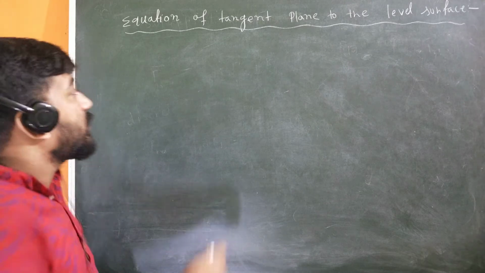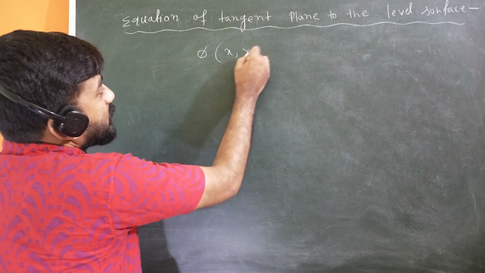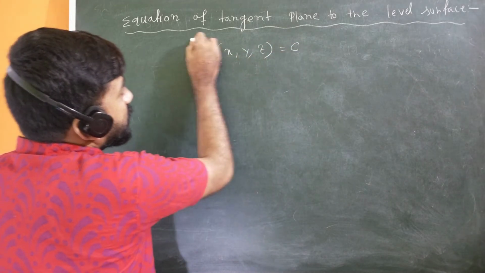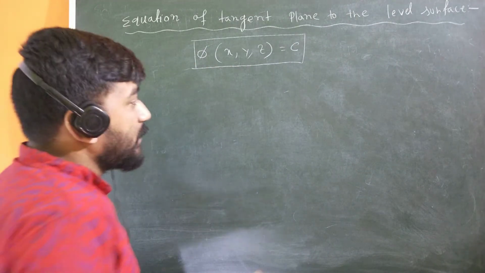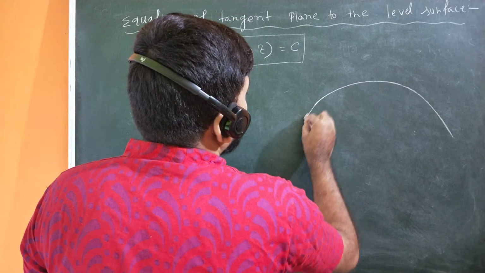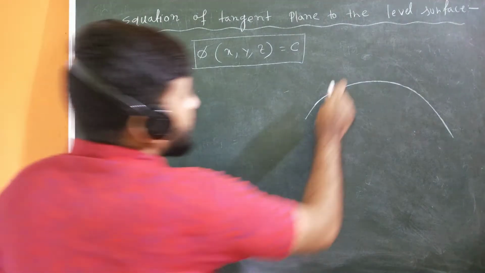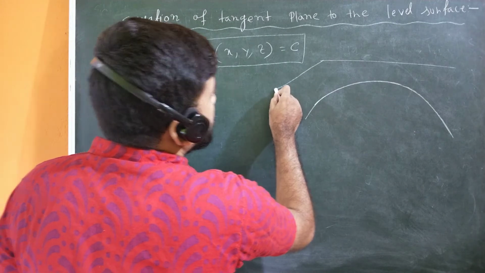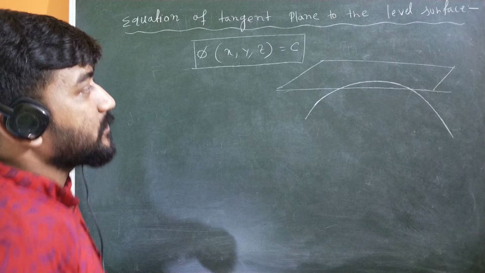So let me consider a level surface in the form that I defined in the last class, phi(x, y, z) is equal to constant. This is the form of the equation of a level surface. Suppose this is our level surface, and we have to find the equation of the tangent plane. Let me take a tangent here on this surface.